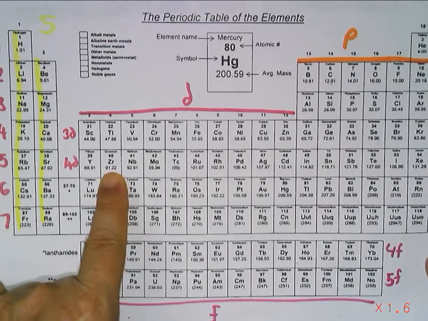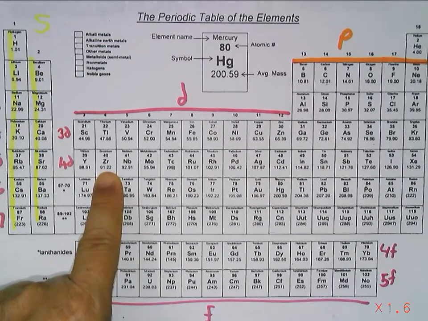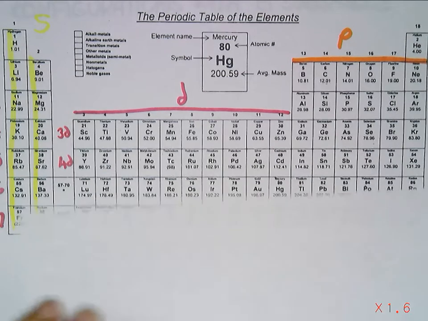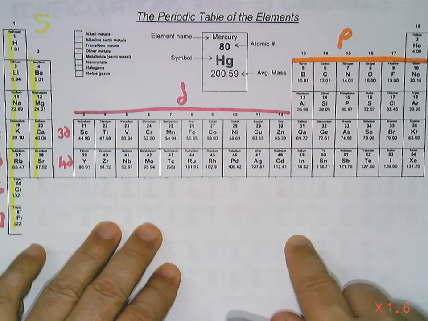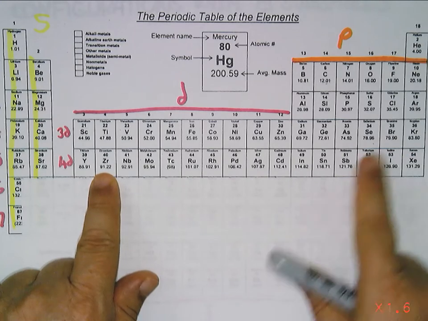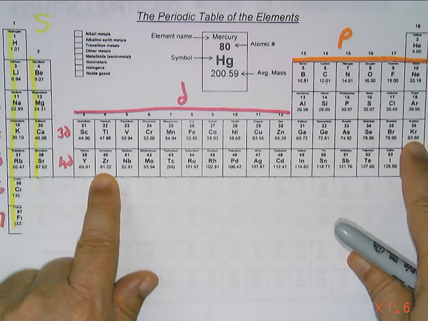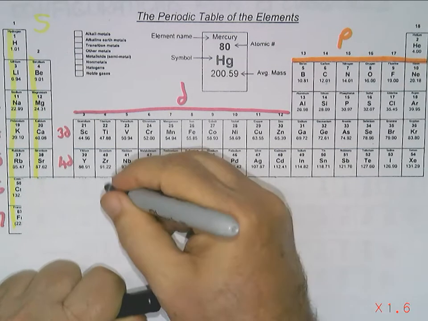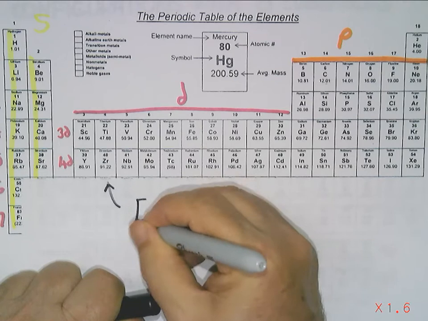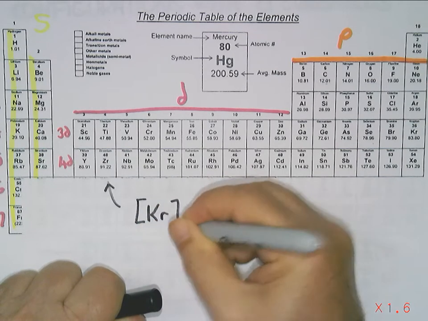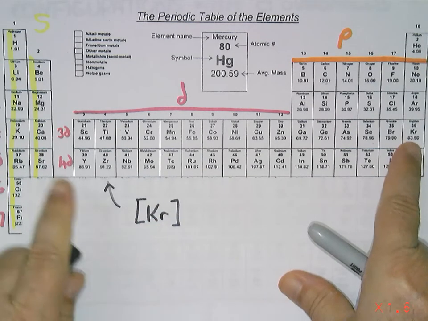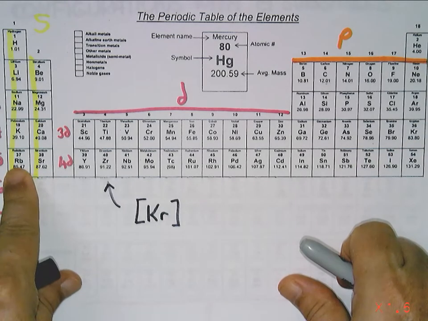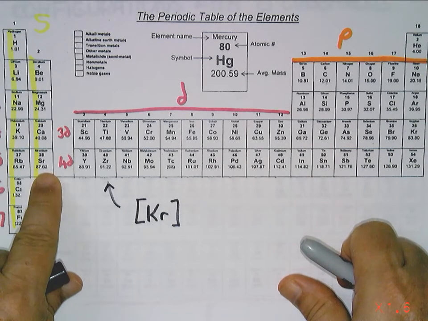Okay, so Zr. So to get Zr started off, we are going to have to look at the end of the previous row. So here's zirconium. What's on the end of the previous row? Krypton. So it's got a krypton core. And now we can start counting over here. 5, this is 5s1, 5s2.